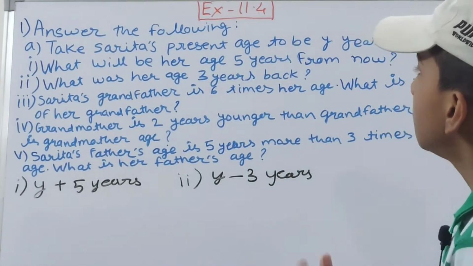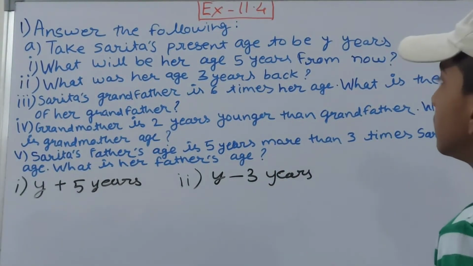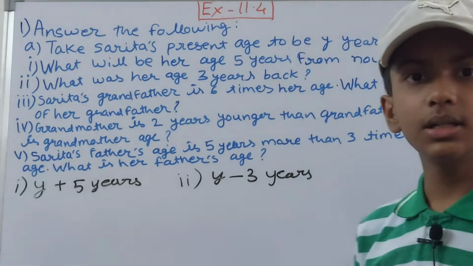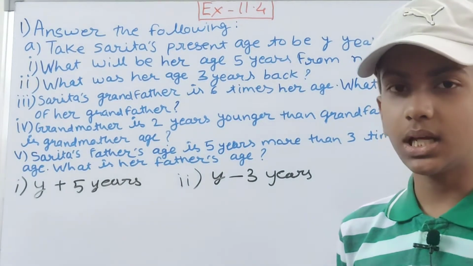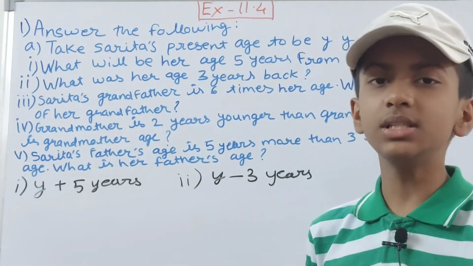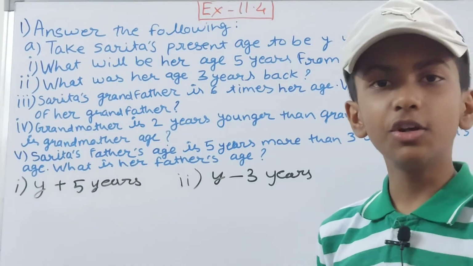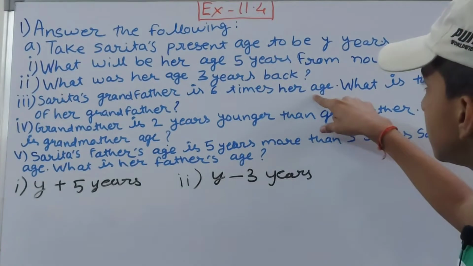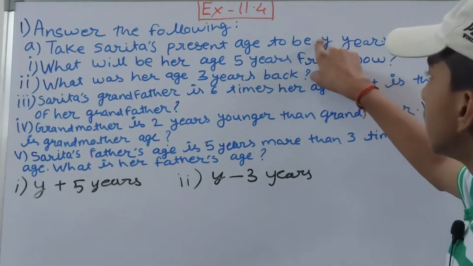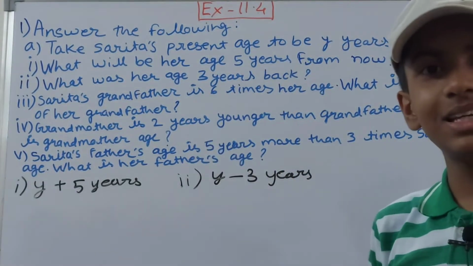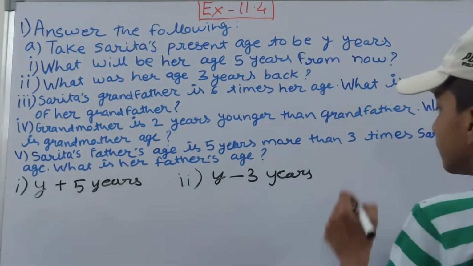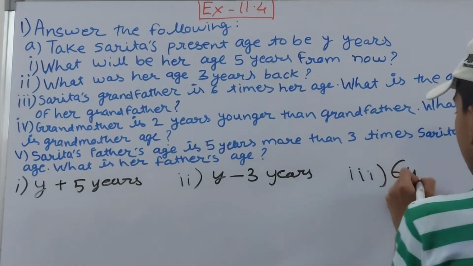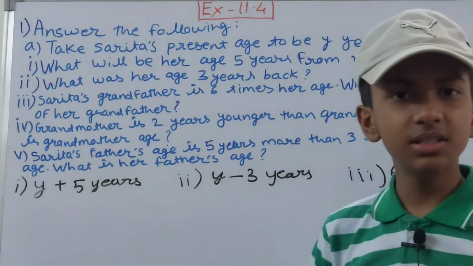Okay, then we have Sarita's grandfather is 6 times her age. What is the age of her grandfather? Now 6 times her age. 6, we all know, times means multiply. So 6 is going to be multiplied by something, and it is saying 6 times her age, which is Y years, right? So 6 times Y, that is 6y, right? So her grandfather's age will be 6y. So this is 6 into y or simply 6y.